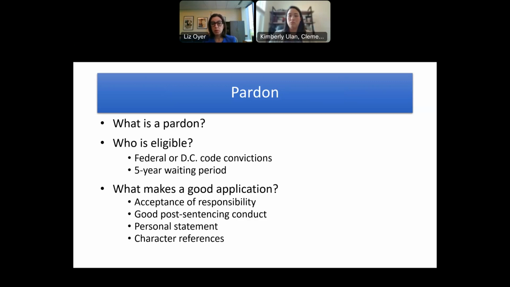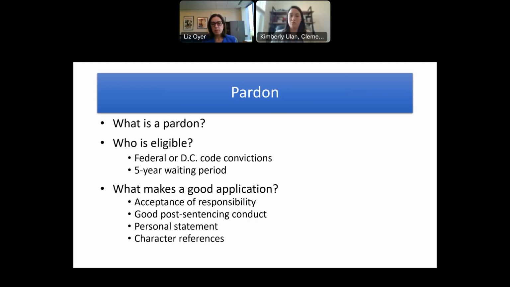You'll be required to submit in support of your application references from at least 3 individuals who know you well and who are not blood relatives of yours. So these are an important piece of the application. We want to see that there are at least 3 people in the community who will vouch for you and say that you're somebody who is worthy of the president's forgiveness through pardon.